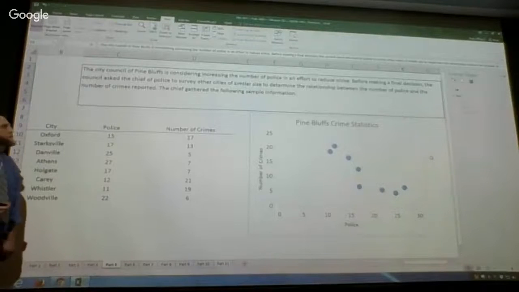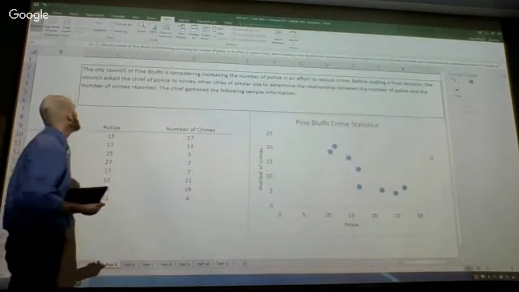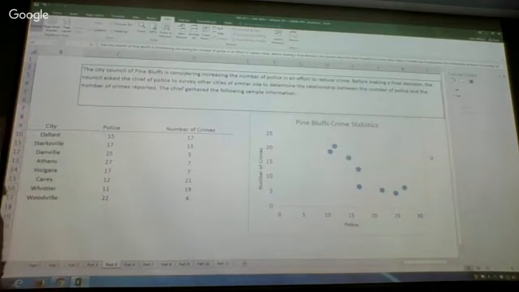City Council of Pine Bluffs. I have no idea where it is. It's probably in either Ohio or Canada. The city of Pine Bluffs is considering increasing the number of police in order to reduce crime. Before making a final decision, the city council asked the chief of police to survey other cities of similar size and shape to determine the relationship between the number of police and the number of crimes reported. Granted, the number of crimes reported is only a proxy for the actual number of crimes because many crimes aren't reported, but when we're talking about gathering information, you have to use the best information that's available.